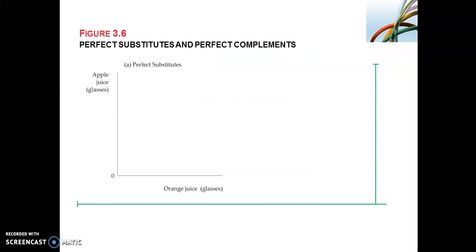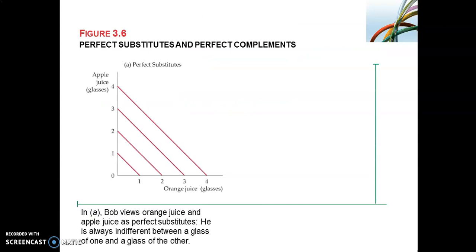In figure 3.6, we are going to see the two extreme cases of perfect substitutes and perfect complements. In figure 3.6a, we have perfect substitutes. In this case, we have Bob, who views orange juice and apple juice as perfect substitutes. So he's always indifferent between a glass of one for the other. So in this case, the marginal rate of substitution of apple juice for orange juice is 1. The slope in each case is constant. The MRS is constant, as it can be seen as these are all straight line indifference curves.